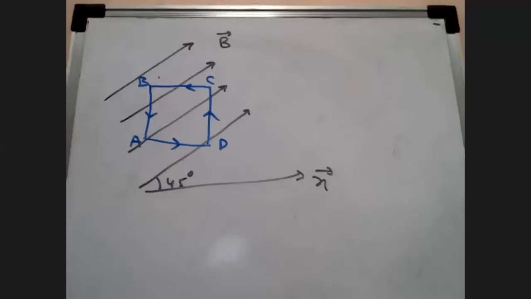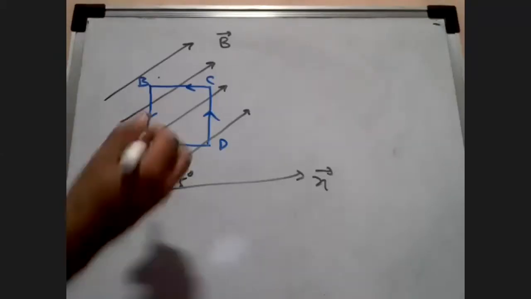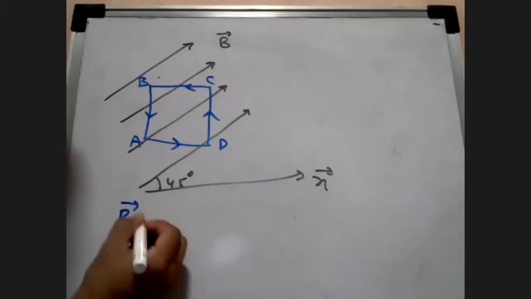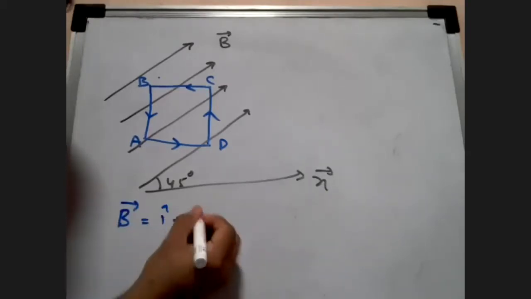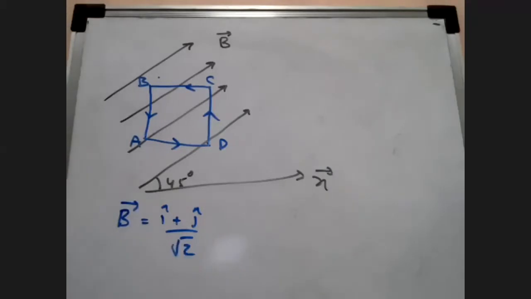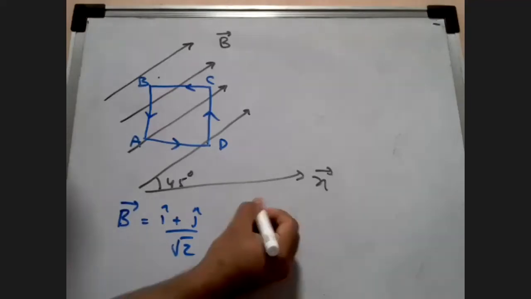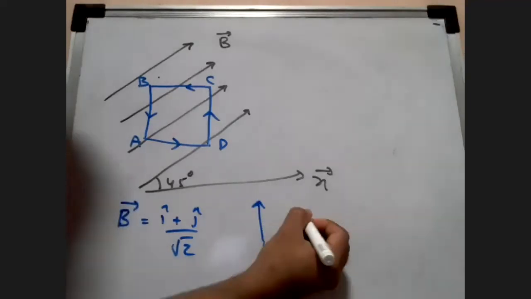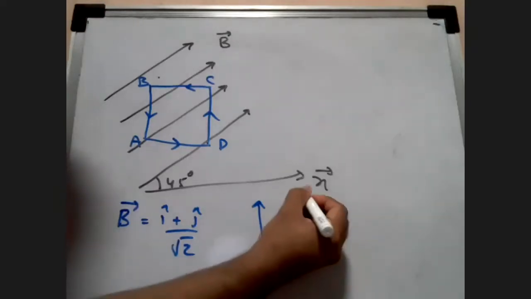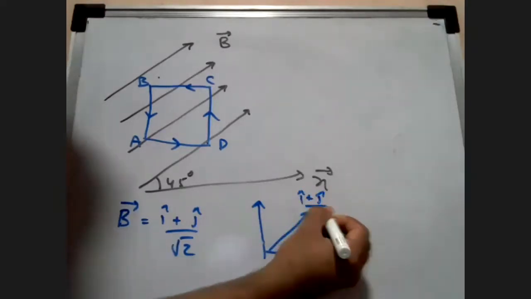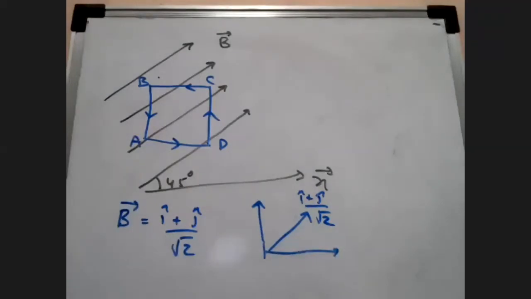Let's try to solve this in vector form. How can I represent this magnetic field in vector form? Can I say magnetic field is basically I cap plus j cap upon root 2? Yes or no? Can I say this is I cap plus j cap by root 2? Yes or no?